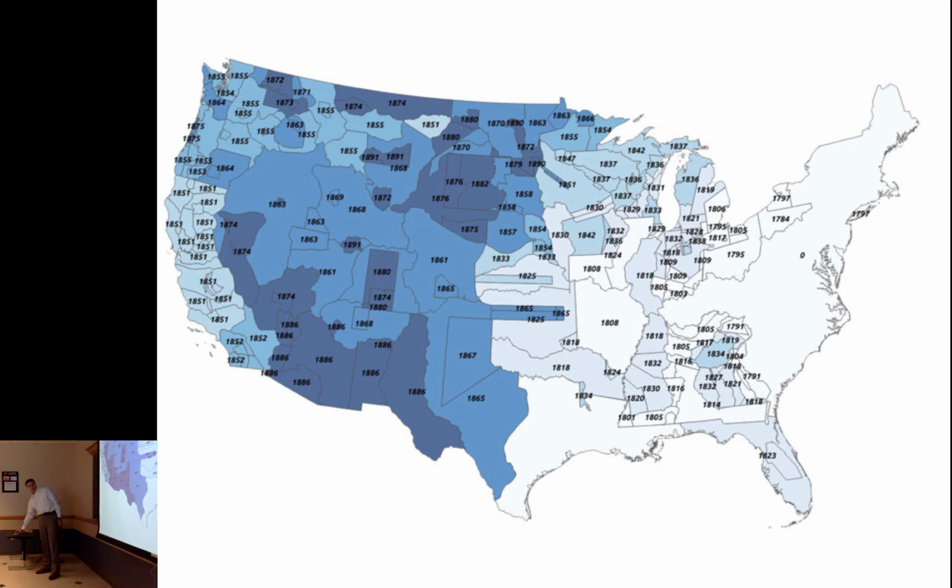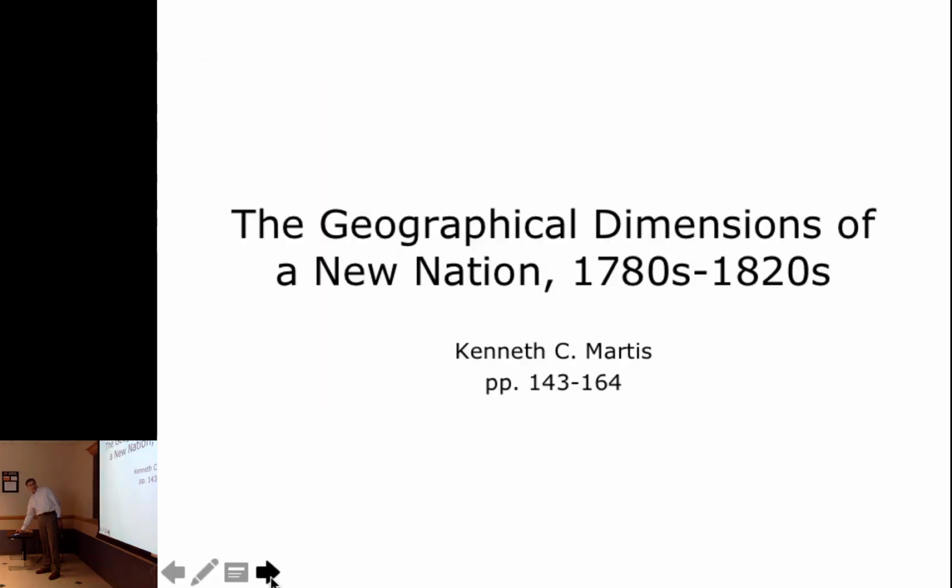Let's see if we can advance using this thing. Okay, it's going to take me a little time to get my sea legs on this. We'll try. Okay, so here is the reading assignment for this section. It's pages 143 to 164, The Geographical Dimensions of a New Nation by Kenneth Martis. Martis is an historical political geographer. He's interested in the same things that political scientists are interested in, geographers, and of course historians.